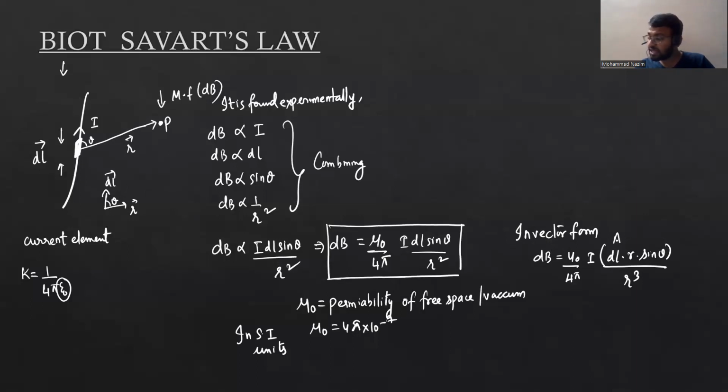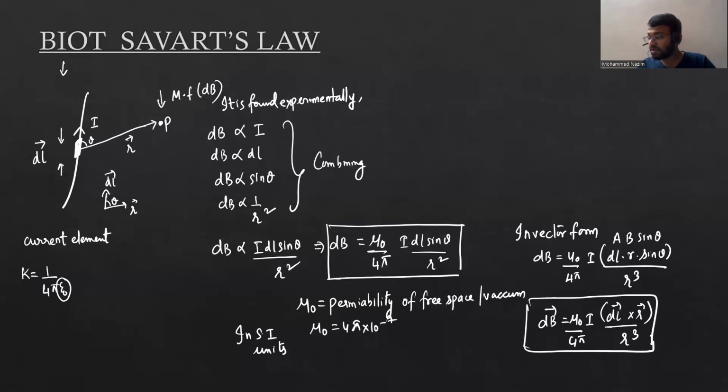Now this matches with A B sine theta, isn't it? Which is nothing but A cross B. In the vector form, the magnitude of A cross B is AB sine theta. So I can write dl r sine theta in the vector form as dl cross r divided by r cube, isn't it? Therefore, dB vector is equal to mu naught by 4 pi I into dl cross r vector divided by r cube. This is the Biot-Savart law in vector form. In vector form, the Biot-Savart law is given by mu naught by 4 pi I into dl vector cross r vector divided by the magnitude of r cubed.